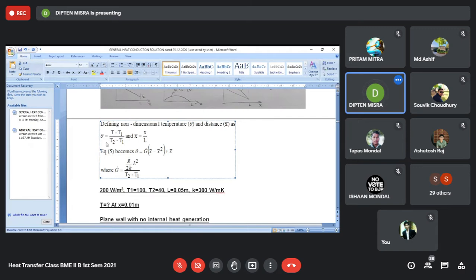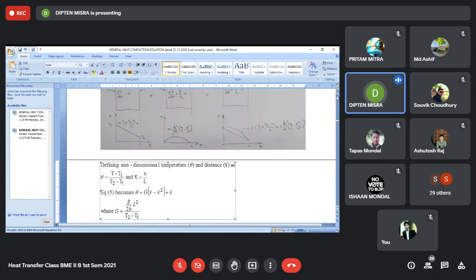What about theta? What is the value of theta at x bar equal to 0? It will be equal to 0, because at x bar equal to 0, that means at x equal to 0, that is the left hand side, t is equal to t1. So on the left hand side, theta equals 0, and on the right hand wall, x bar equals 1, and there theta is equal to 1. But in between, it can have different values of theta.